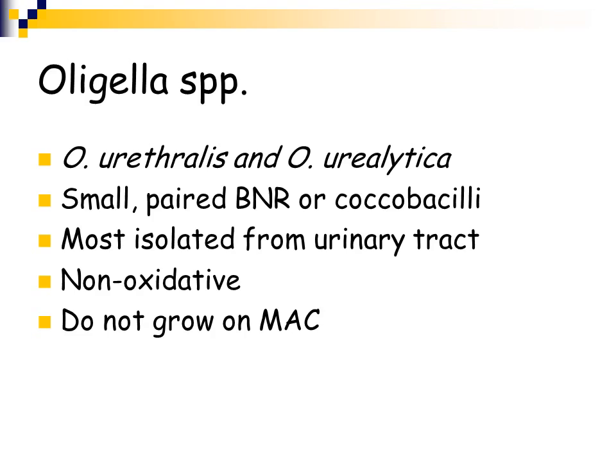Oligella, the species are urethralis and ureolytica. These are small, paired, gram-negative rods or coccobacilli, very tiny rods. They are usually isolated from the urinary tract. They are non-oxidative, meaning that they will not turn OF media yellow. They will not produce acid. They do not grow on MacConkey like most of the Moraxellas.